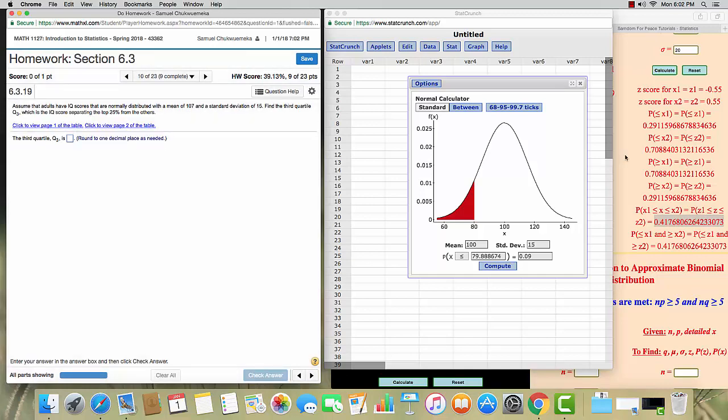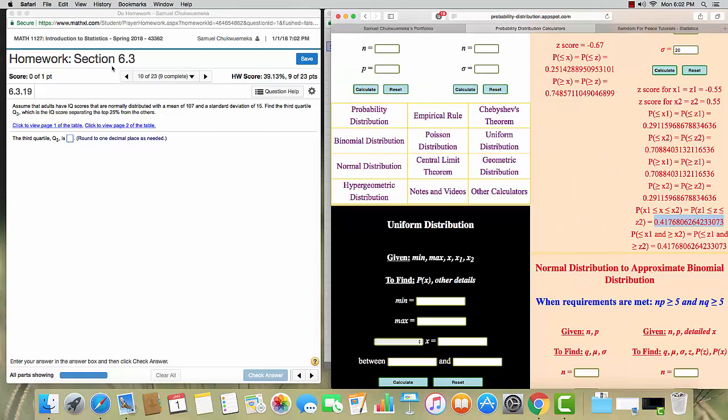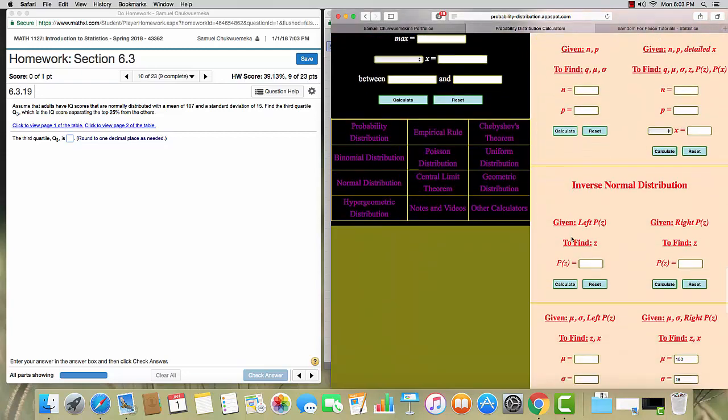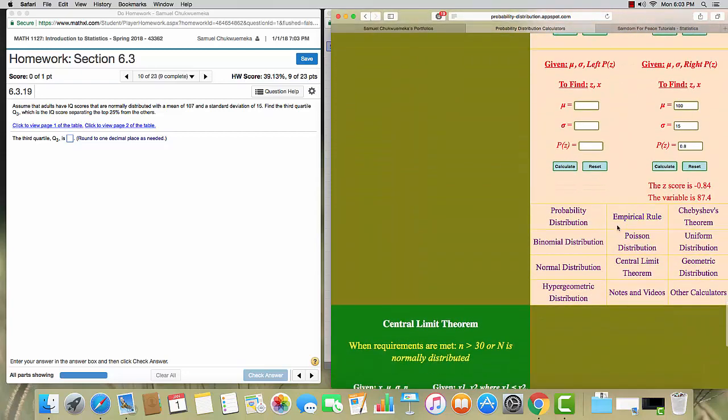Question 10, my turn. In this case, it's the same question, but they want us to find the third quartile. They're still asking the same thing, they just change the values. Here, the mean is 107, and the standard deviation is 15. Now, remember, the third quartile is the 75th percentile. So they want us to find a score, so you have to use the inverse normal distribution.